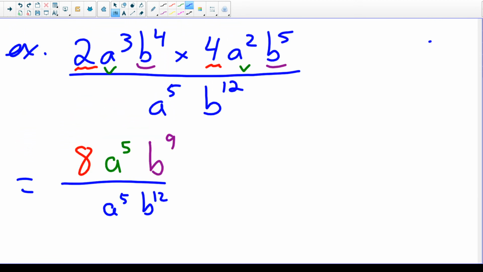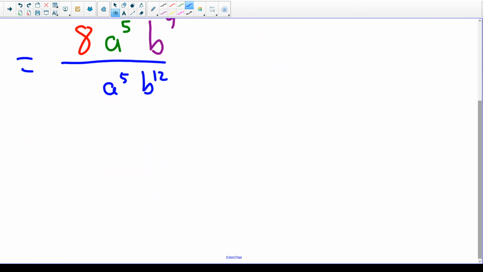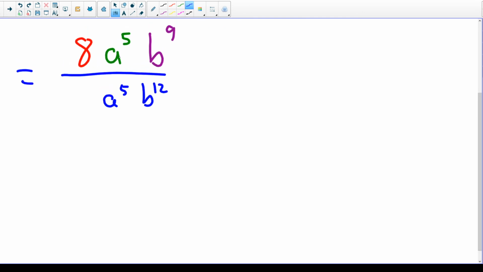So what do we do next? So next we're going to simplify with the quotient rule. So what does the 8 want to join with? Well, there's actually a number down here. It's a 1, okay? Right? There's a 1 right here. So it's just a division of 8 divided by 1, not a subtraction. A division of 8 divided by 1, which is 8.